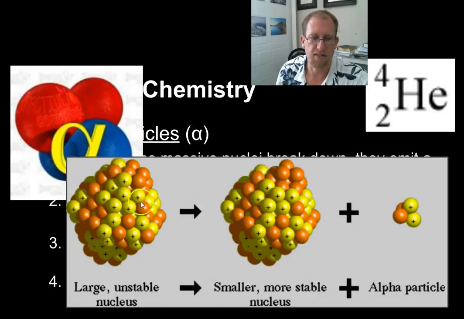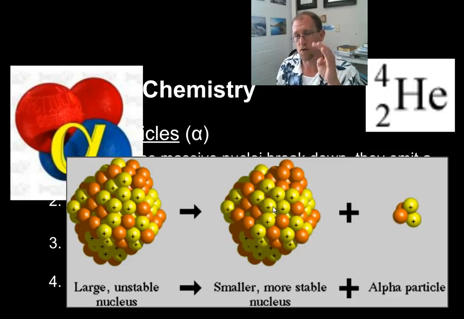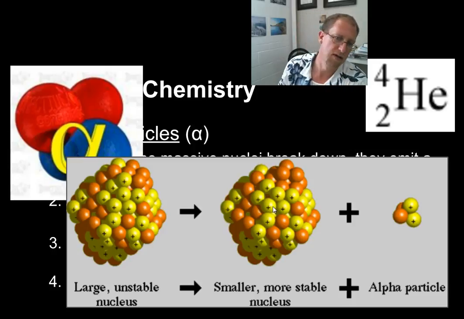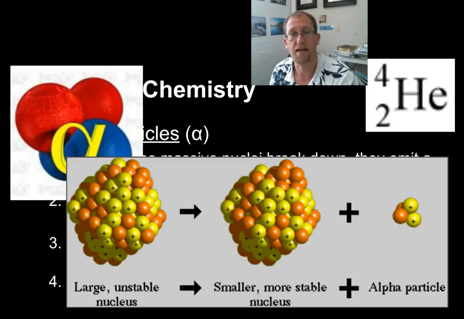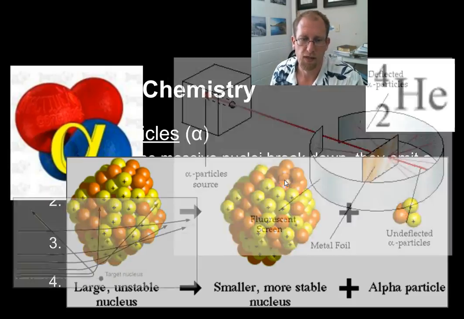Here is a large unstable nucleus that is becoming more stable by ejecting parts of itself. And so it's kicked out an alpha particle. It is now a different element. It's 4 units lighter and 2 elements lower down on the table, and it's heading towards being stable, okay?